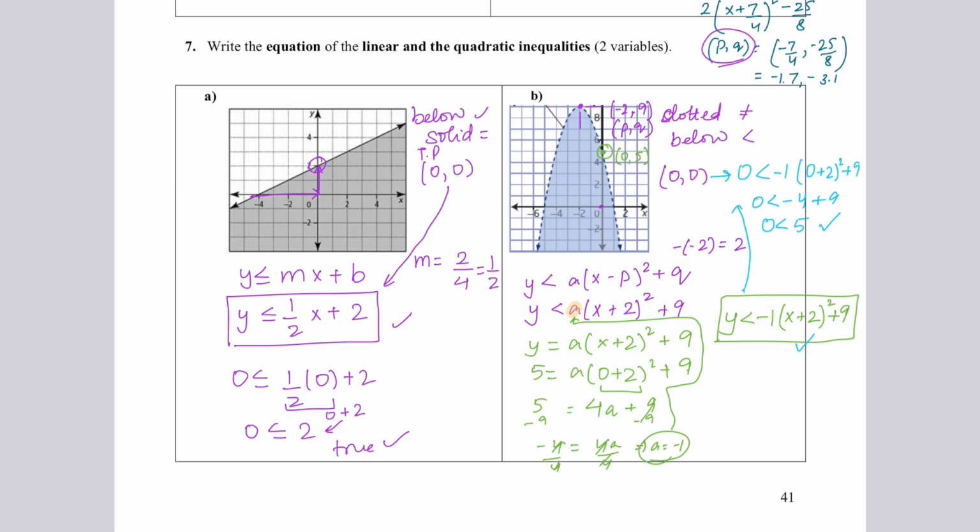Just remember, it's always vertex form and point intercept form you're trying to get to. Okay, always isolate your y.